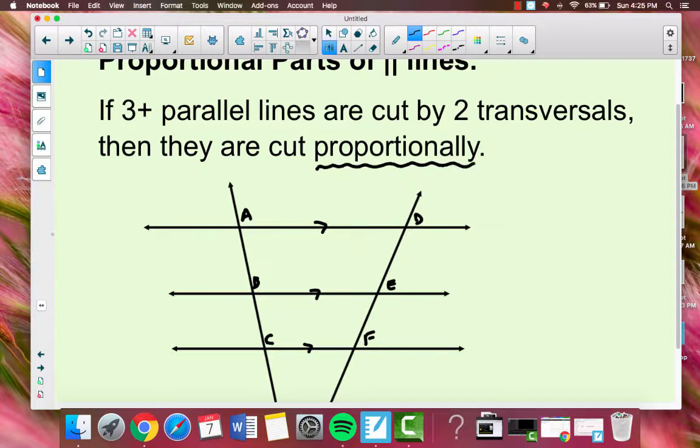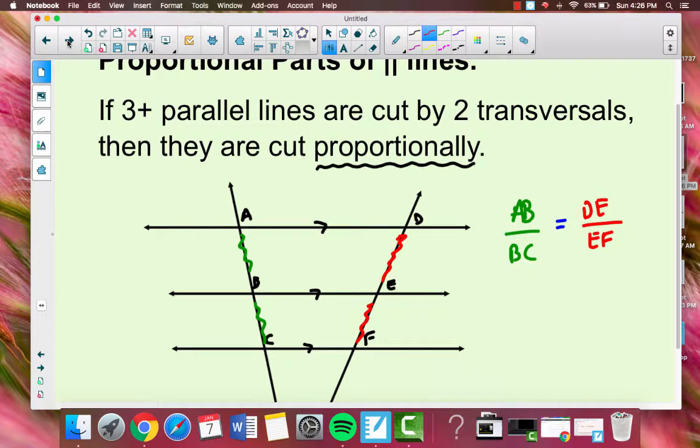And remember, proportions are ratios that are equal to each other. So what we could say from this image is that AB over BC would have to be equal to DE over EF. Very similar to the first example's theorem, just not with triangles anymore. Now we're just dealing with lines and transversals, so a little bit more generic than the first example.